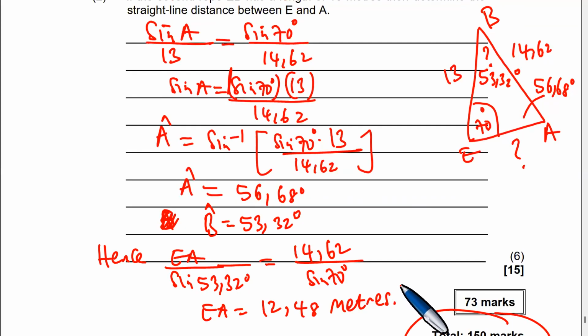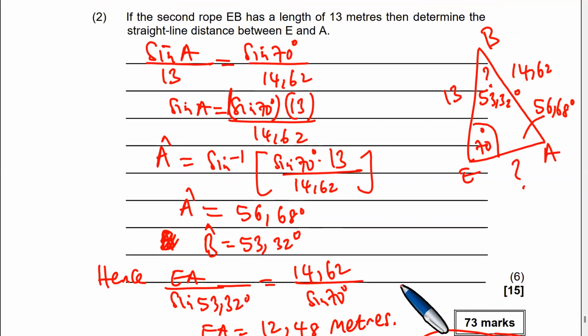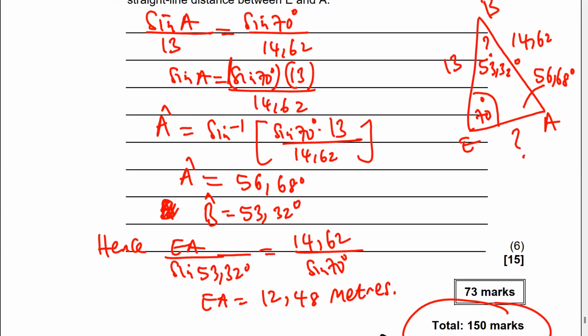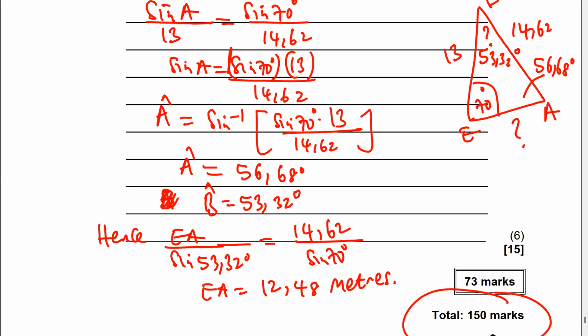At this point, what did they ask us to do? They asked us to determine the straight line distance between E and A, so EA is this one, and that is the answer, and we are done. This was the last exam question in this exam out of 150 marks.